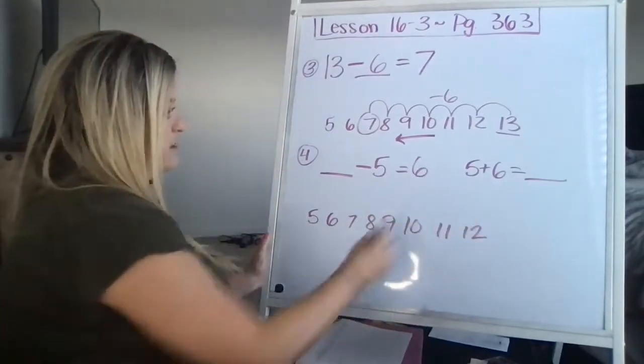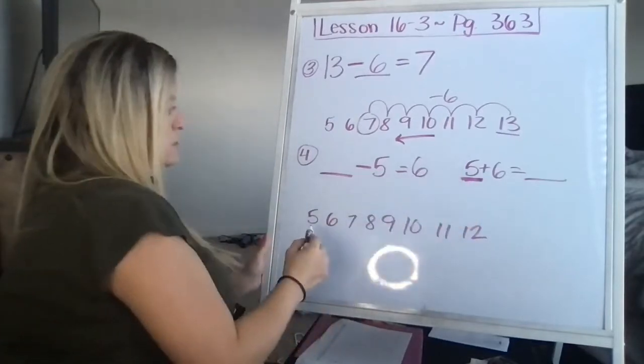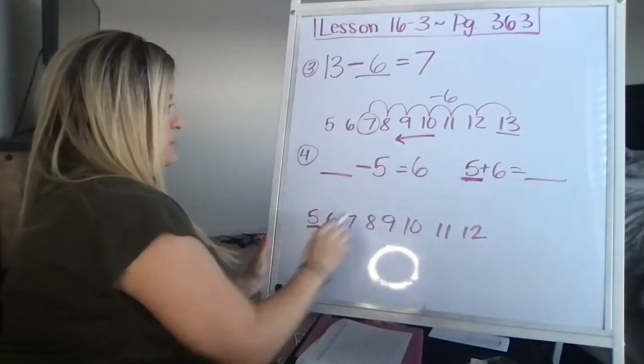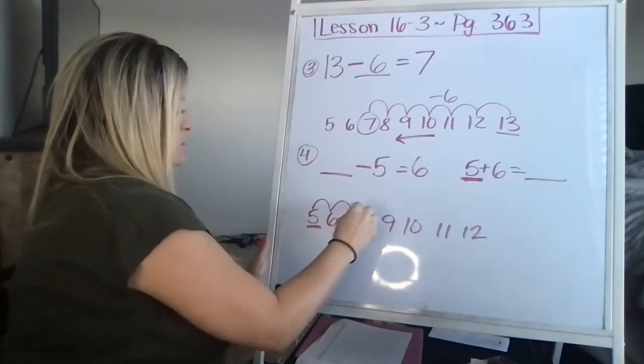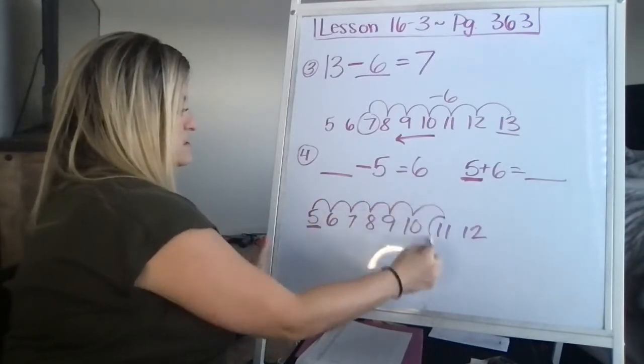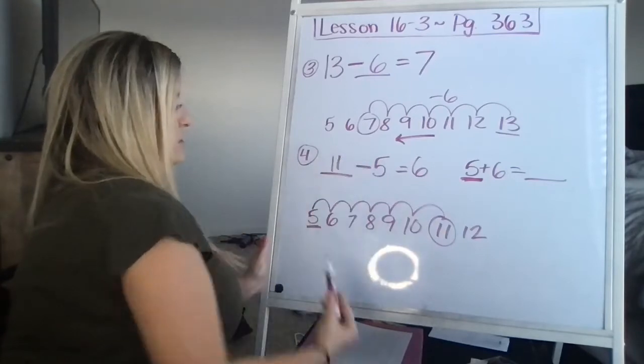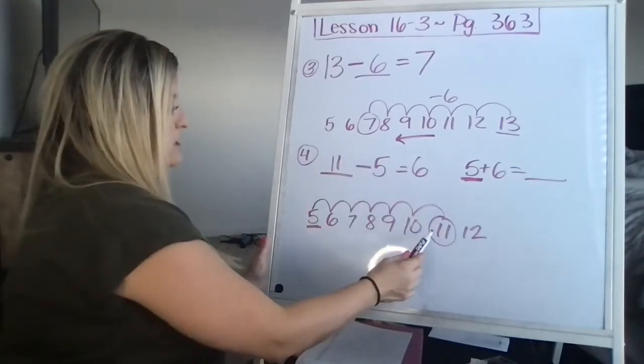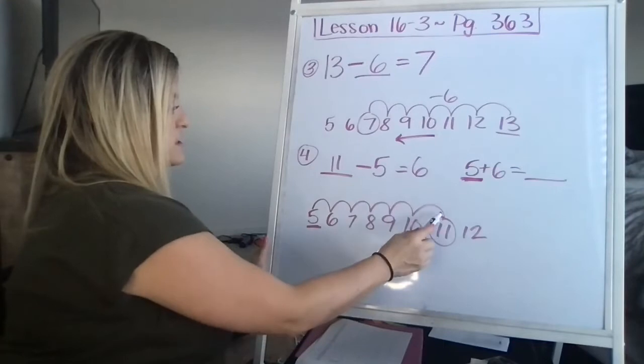So if I turn it into 5 plus 6, I'm going to start at 5. Or I can start at 6 because it's the biggest number. I'm going to take 6 jumps. 1, 2, 3, 4, 5, 6. Circle where you land. 11. So if I have 11 and I hop back 5, I should land on 6.